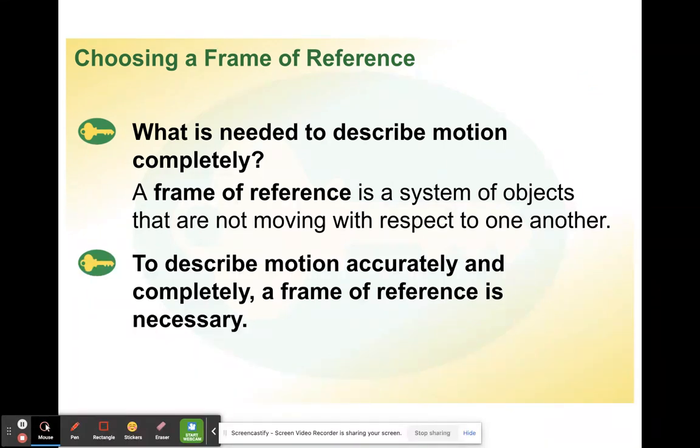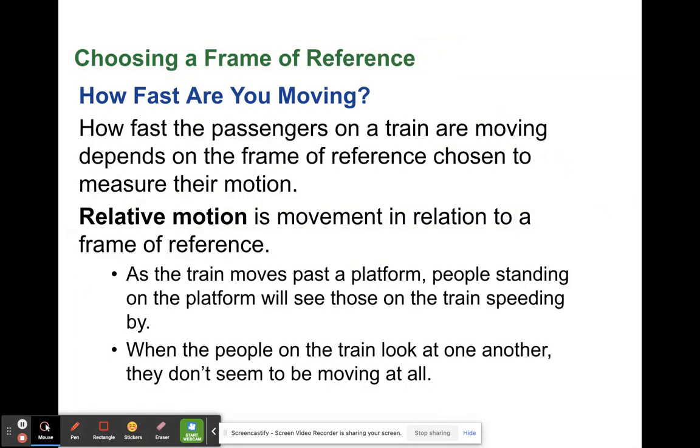One thing we're going to talk a lot about is a frame of reference. A frame of reference is a system of objects that are not moving with respect to one another, is one way to word it. To describe motion accurately and completely, the frame of reference is necessary. How fast are you moving? How fast the passengers on the train are moving depends on the frame of reference chosen to measure their motion. Relative motion is movement in relation to a frame of reference.